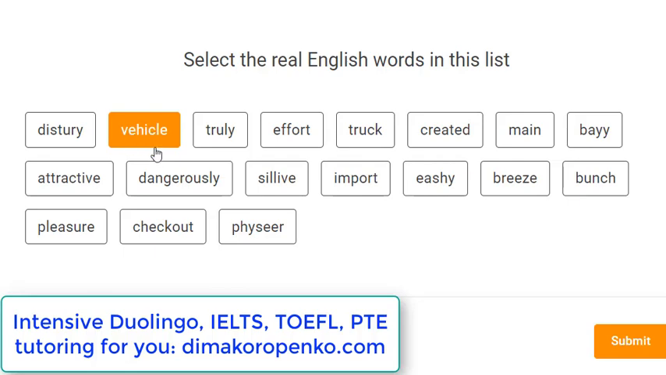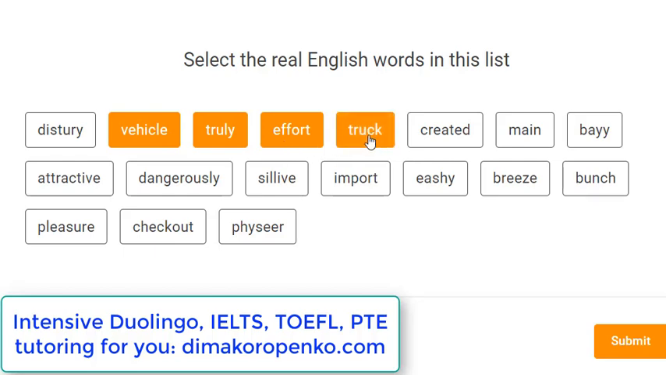Vehicle meaning a car, let's say simply like that. Some transportation means. Truly, of course, it's an adverb, truly, like really. Effort, yes, effort. Like attempt, some force, some power which you apply to do something, effort. Truck, of course, lorry, truck, a big car, yeah, big vehicle. Created, yes, created, to create, to make something. So created, this is the third form, the participle. Main, of course, like basic, main, principle.